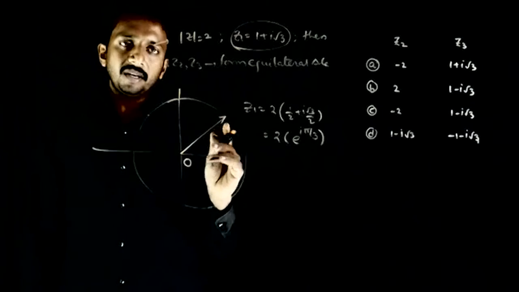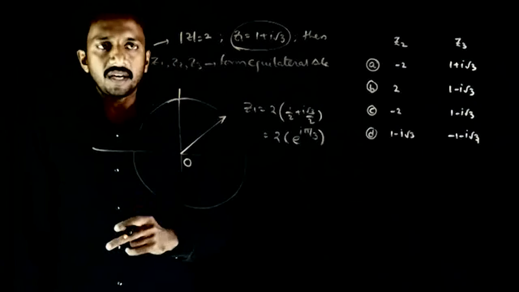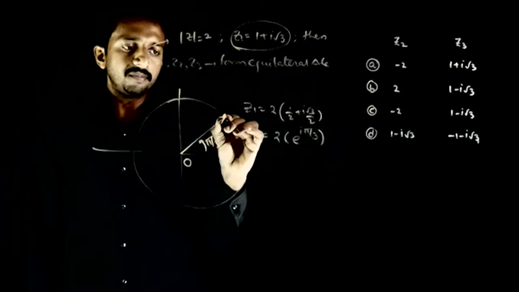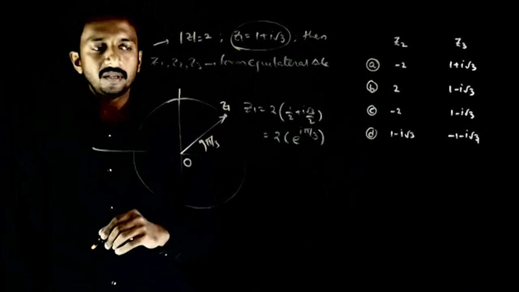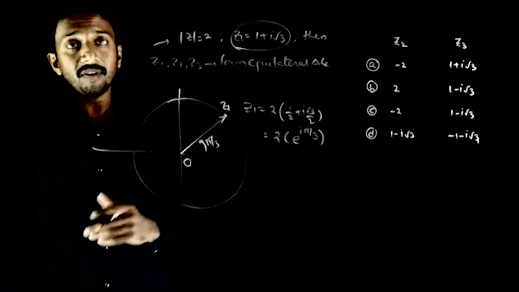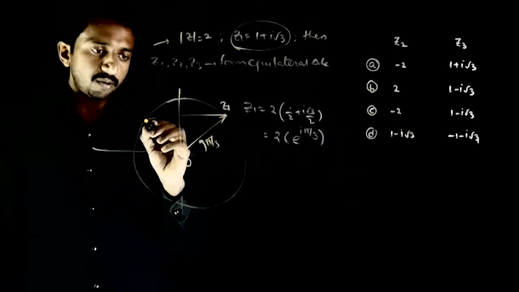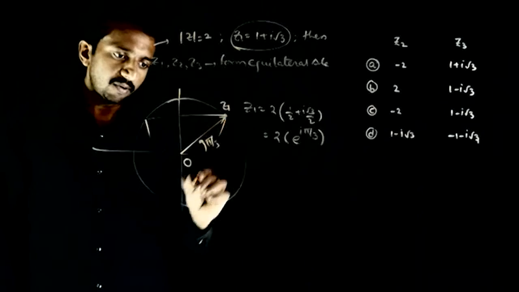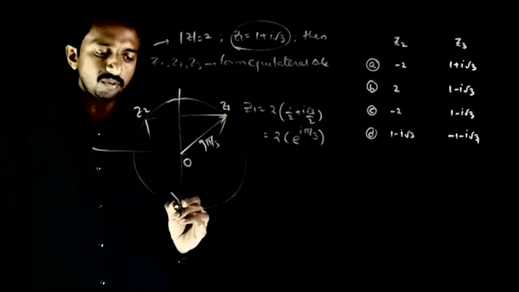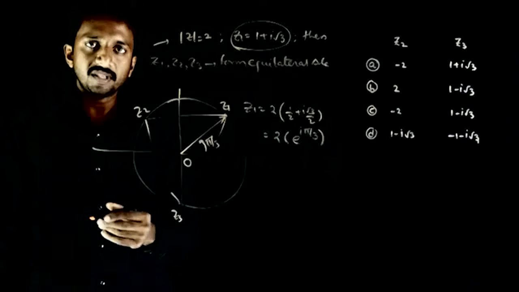So my Z1 lies on this circle with radius 2 and has an argument of pi by 3. So I assume that this is Z1. अगर इस Z1 को लेके आप एक equilateral triangle draw किया तो so it will look something like this. So what are the other coordinates? Z2, Z3 कितना है? So this is the question.